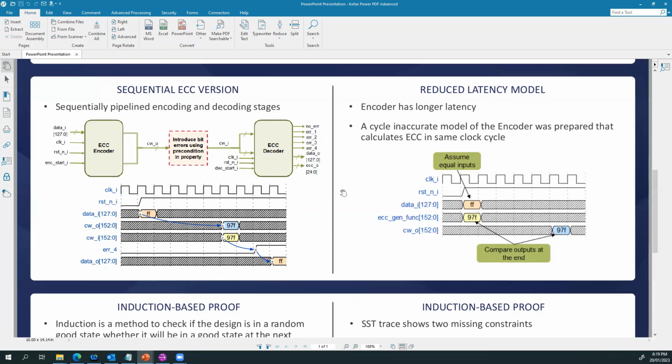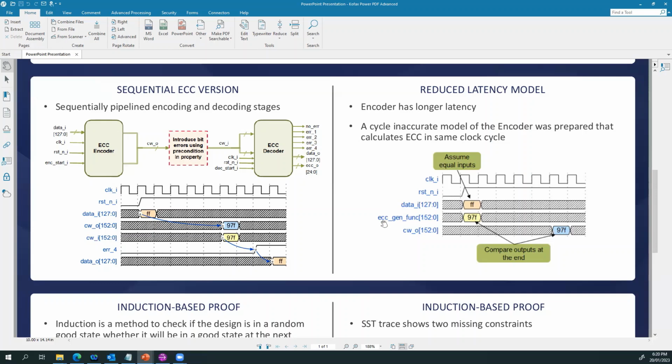And the idea was that we prepare a cycle inaccurate model of the encoder that calculates the ECC basically in the same clock cycle. So if you see here, we have the data input, and then we have the ECC gen function, which is a cycle inaccurate model, which will give the code word output in the same clock cycle as we feed in the data. But we compare the outputs at the end of the code word that we get out of the RTL, and we check that both of these values are the same. And for the properties themselves, we use the generator function instead of the RTL output. So this reduces the latency and also helps the tool to converge faster on the proof runtime.